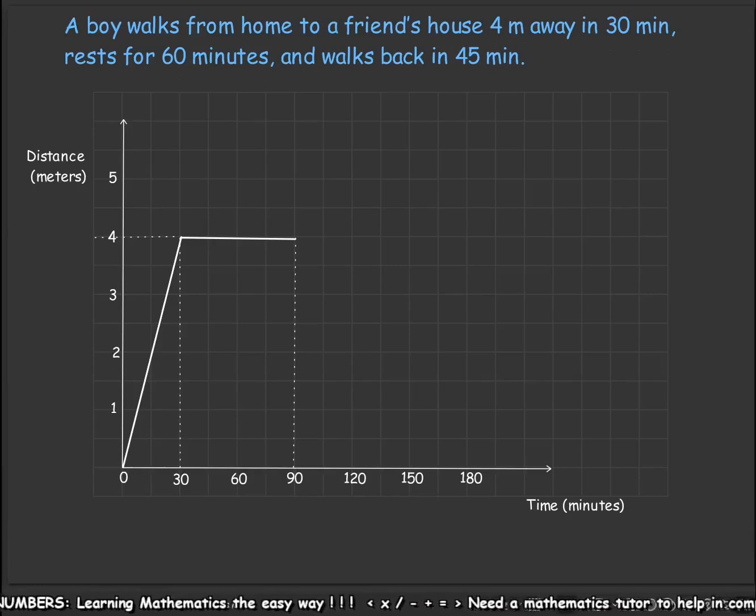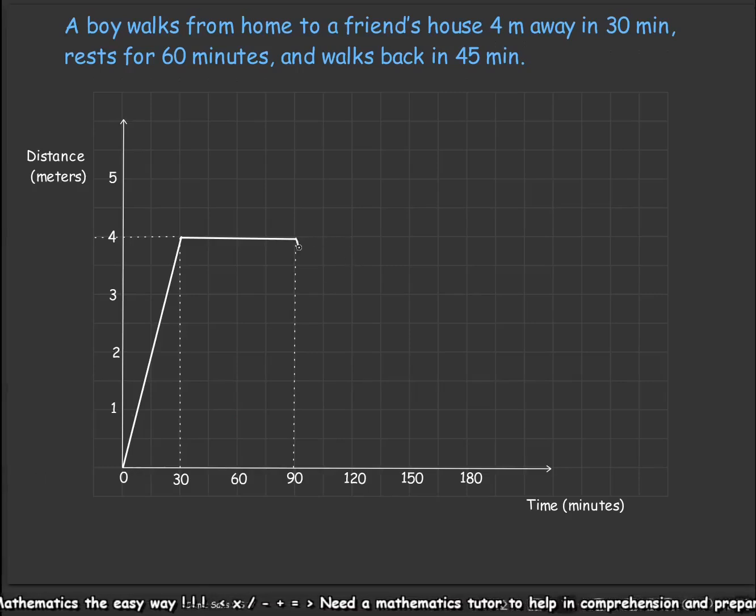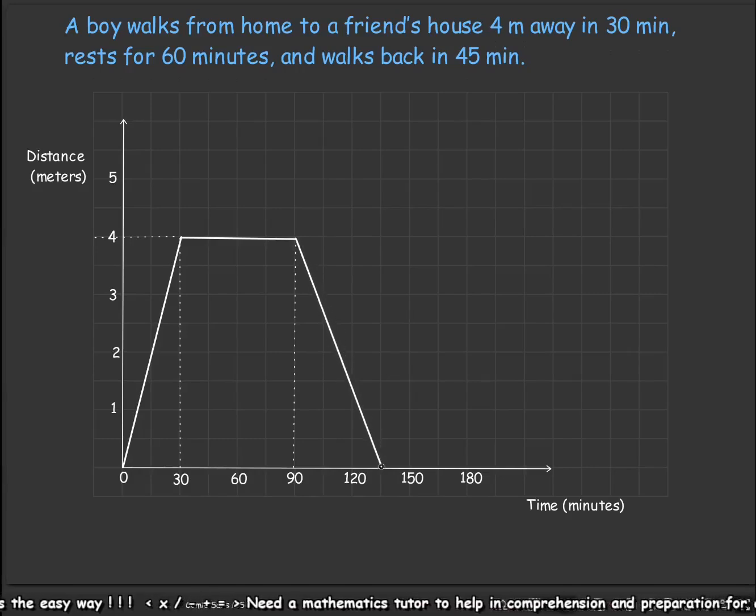So with that now, all we have to do is to draw our line from this point to 135. Since our intervals are 30, 30, 30, our 135 is going to be between the 120 and then 150. That is just it for the story we have over here.